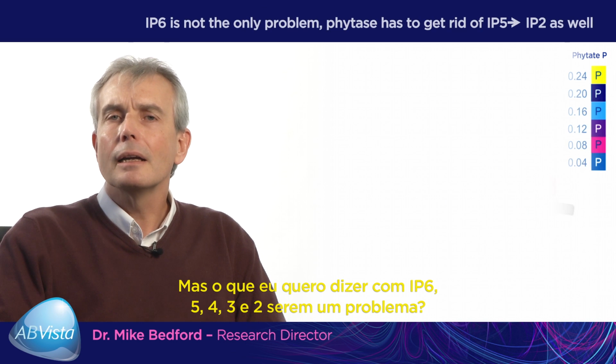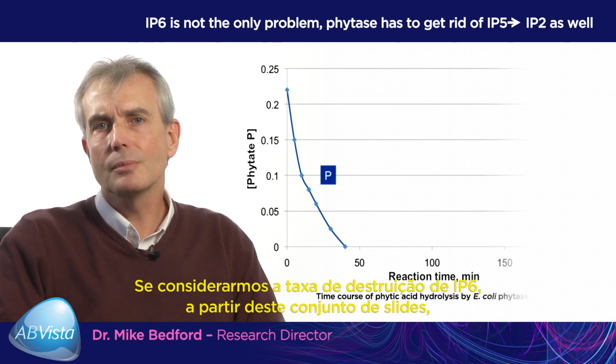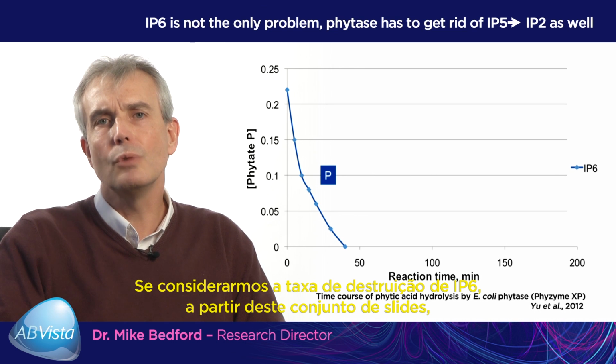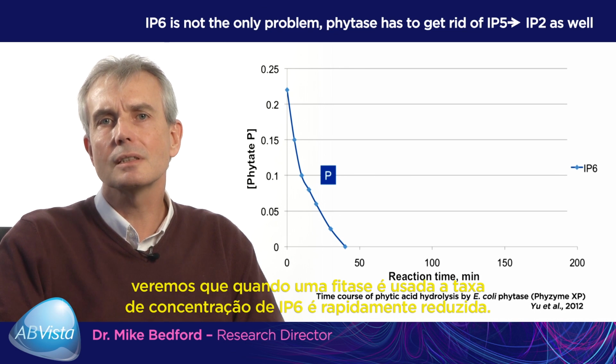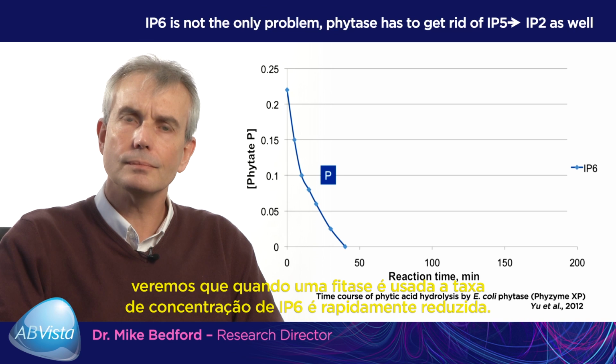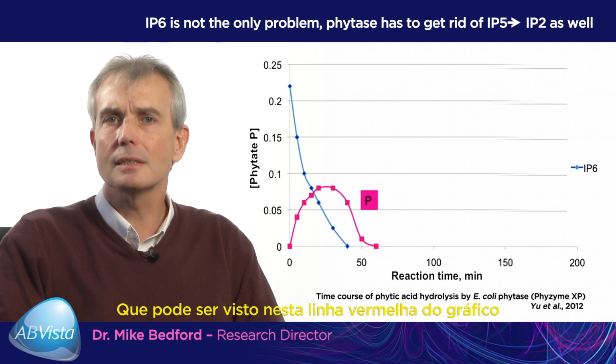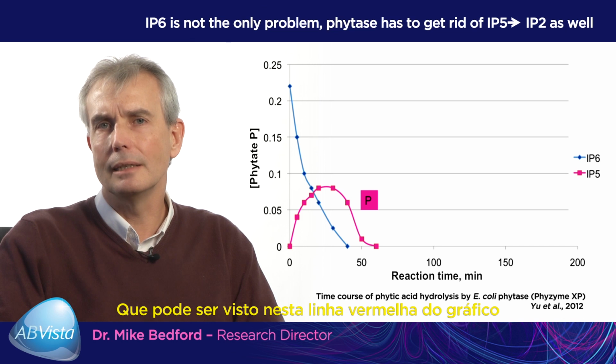Now what do I mean by IP6, 5, 4, 3, 2 being a problem? If we consider from these sets of slides the rate of destruction of IP6, you can see a very rapid reduction in the concentration of IP6 when a phytase is used. In fact, within 40 minutes, all of the phosphate in this study was removed from IP6, producing IP5, which can be seen on this slide in the red line.